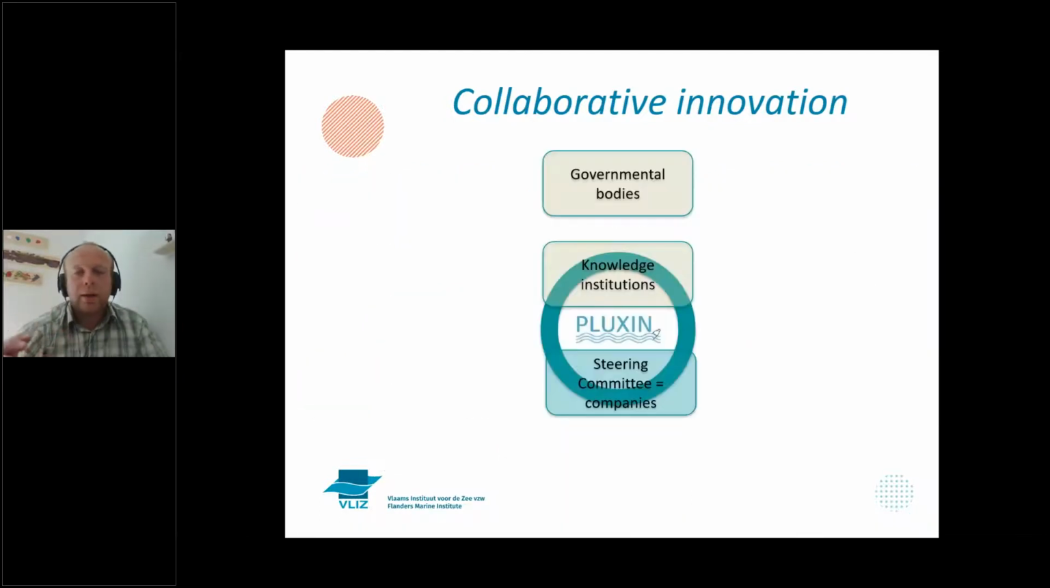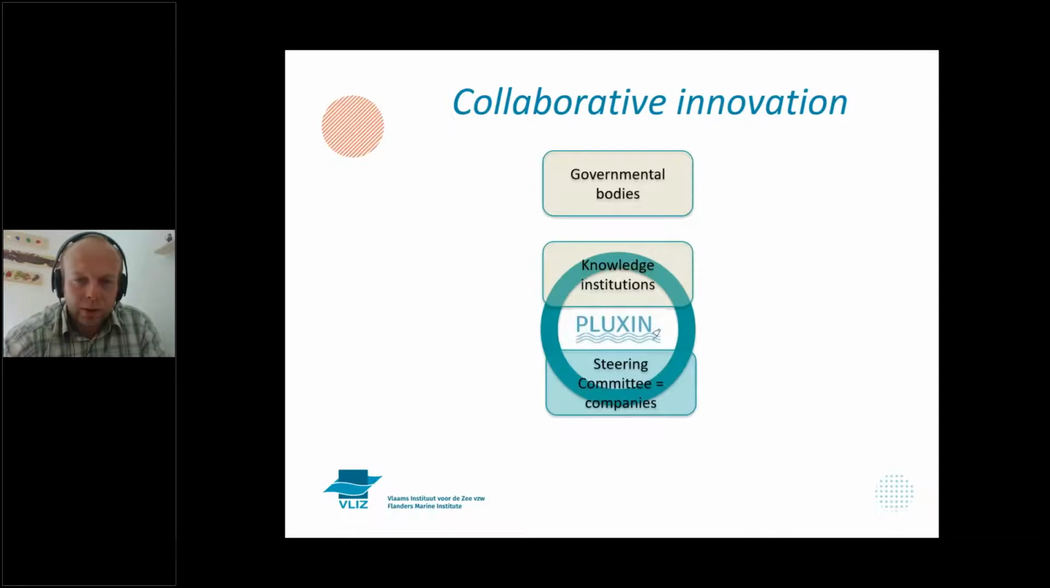So that's why in the Vliz project, that's why we have in the steering committee these companies. These play a very central role, and in fact, they also steer the project into certain directions. So it is them that really guide the knowledge institutes towards questions that they want to see answered.